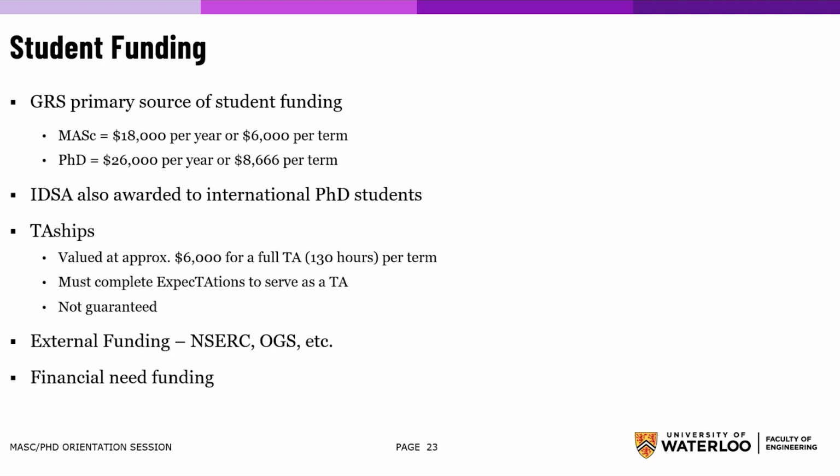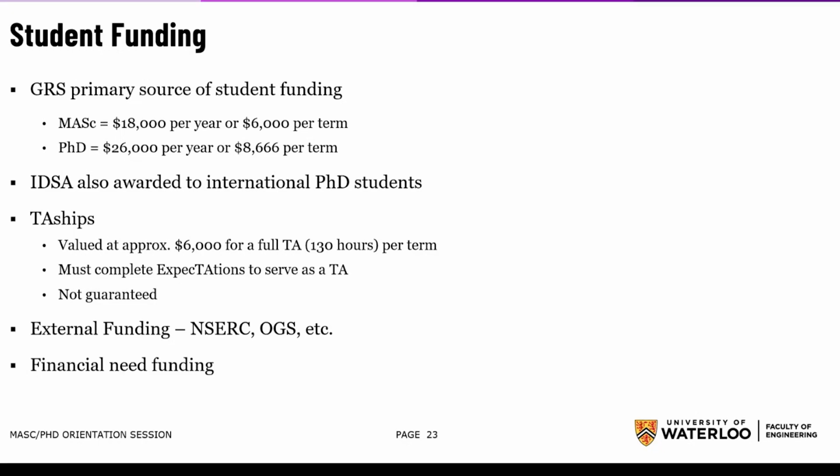There's also external funding opportunities like NSERC and OGS, which I'll talk a little bit more about in a minute. And there's financial need funding. So if you find yourself in a desperate financial situation and you need fast help, there is emergency funding for students at various levels in the university. And I encourage you to talk to Anna. She can point you to those resources that you can apply to help get that funding. And they do come pretty quickly. The university is very good when someone is in a situation like that, they're able to support them.